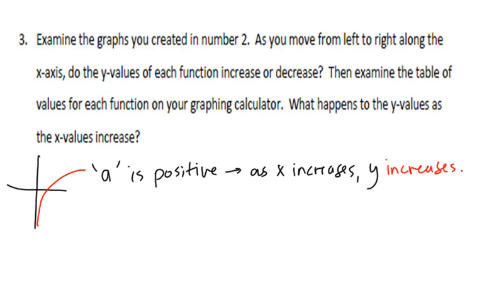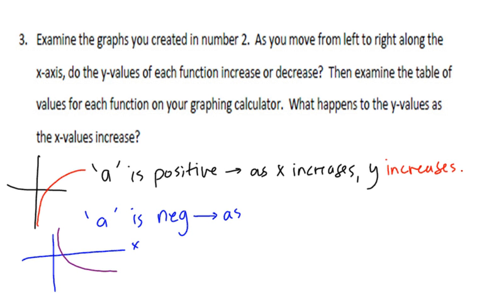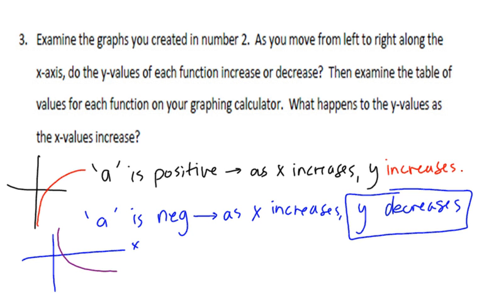For when a is negative, our function looks like this. So as x increases, this is our x values, as x gets bigger, what happens to y? Y decreases. So we would say a negative a value gives you a decreasing function. A positive a value is an increasing function, which is nice. It makes sense, right? Plus or minuses.